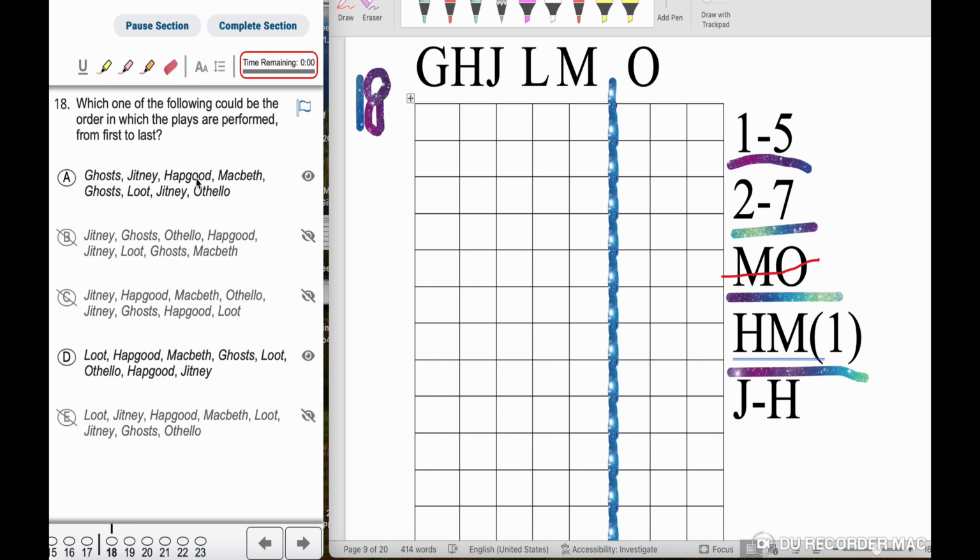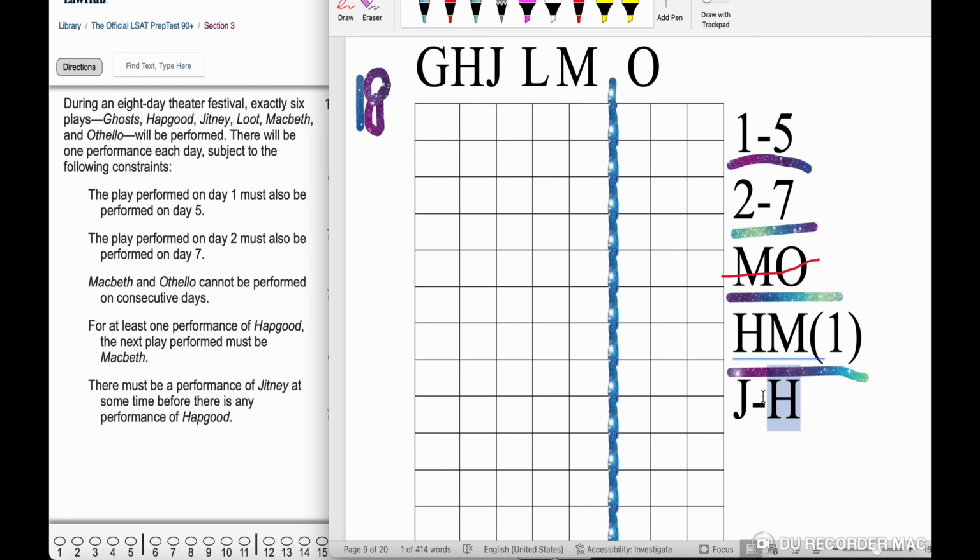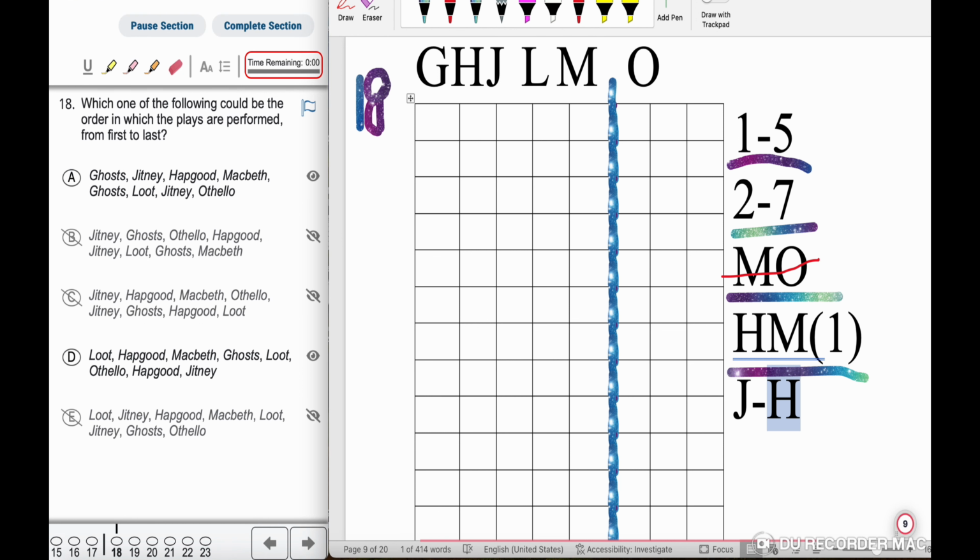J before H. J is after H in A, so go ahead and eliminate it. So let's make sure that there must be a performance of J at some time before there is any performance of H. So J before H. Let's look for H, and we see J is before H here. Let's look for H, and we see J is after. So let's remove choice D. Process of elimination brings us to choice A.